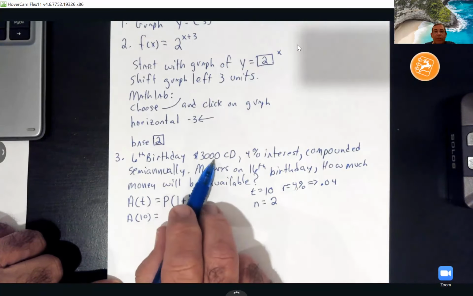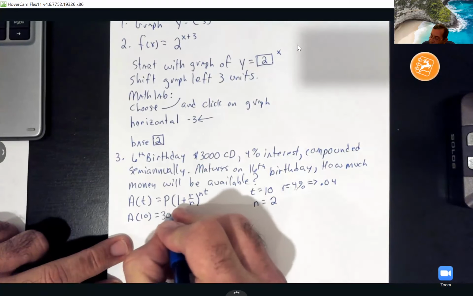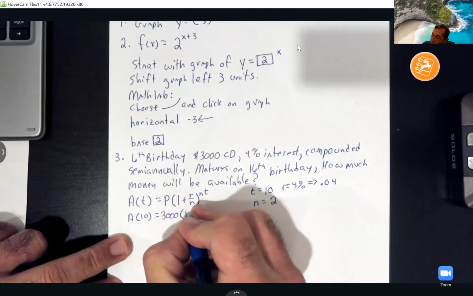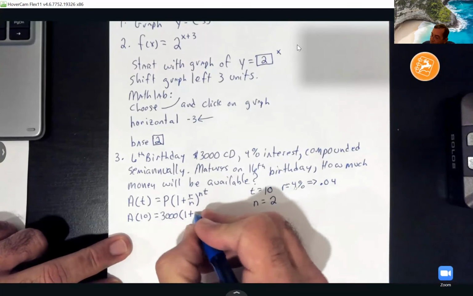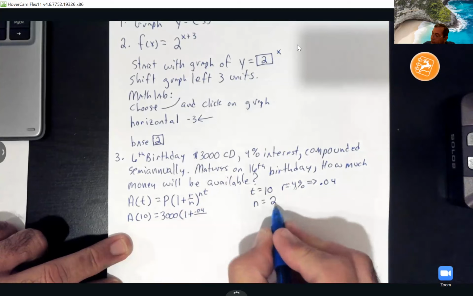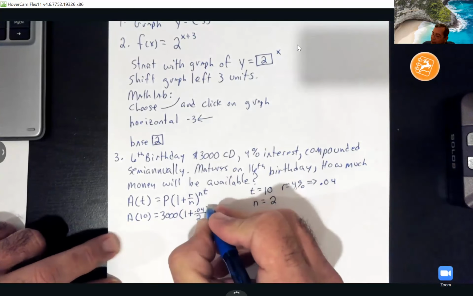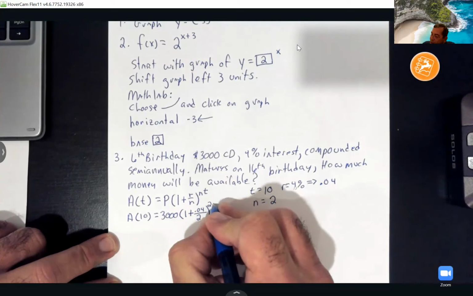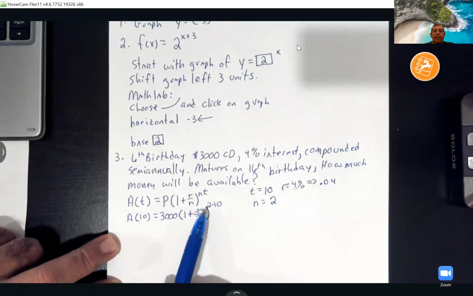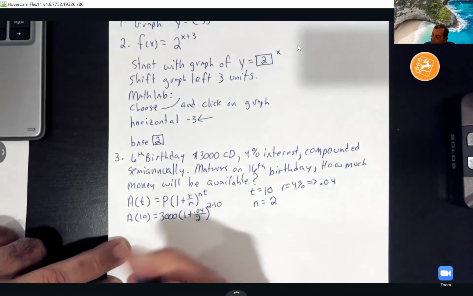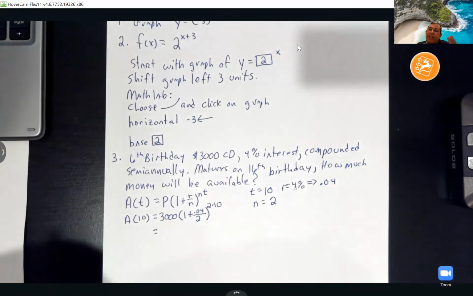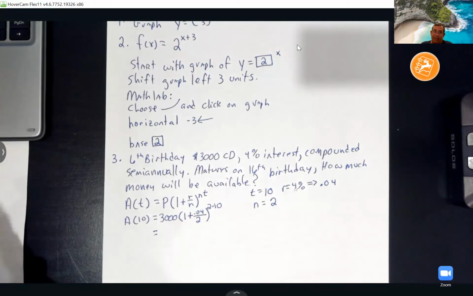So our principal was our starting amount, 3,000. And then we got 1 plus R, which is 0.04, over N, which is 2. And that'll be raised to the exponent 2 times 10, since that was my N times T. Now, we got to round this to 2 decimal places, like cents. So, y'all, I'm just going to go to my calculator, punch that in, see what we get. And remember, she started with 3,000, so this has to be more than 3,000.